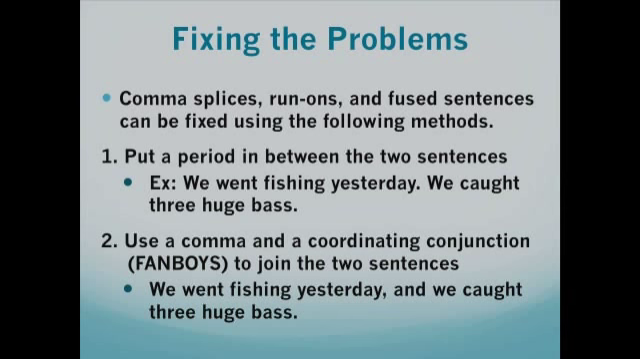Comma splices, run-ons, and fused sentences can be fixed using the following methods. Number 1. Just put a period between the two sentences. We went fishing yesterday, period. We caught 3 huge bass. Notice that can sound choppy really fast, so sometimes it is better to do what we do in the next number 2 here, and that is use a comma and a coordinating conjunction to join the two sentences. We went fishing yesterday, and we caught 3 huge bass. That doesn't sound as choppy. Again, the first one's correct, but this one doesn't sound as choppy and may be a better way to fix it.